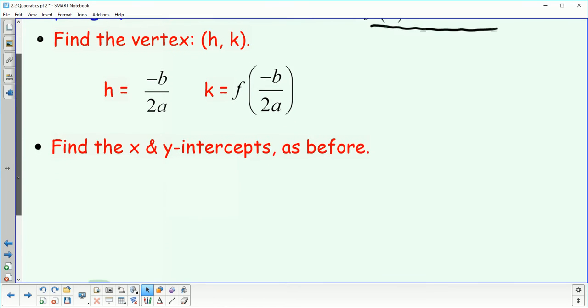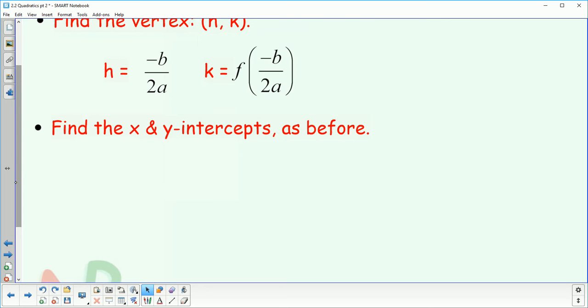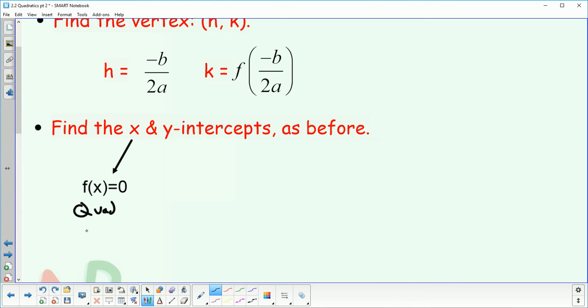To find the x and y intercepts, we're going to do the same thing that we did in the last video. So to find the x-intercepts, we're just going to set f of x equal to 0 and solve for x. And in this case, if you have your calculators, it's really easy because we're just going to do the quadratic formula. Again, remember, we could have two different x-intercepts, one x-intercept, or 0 x-intercepts if you try to take the square root of a negative number.